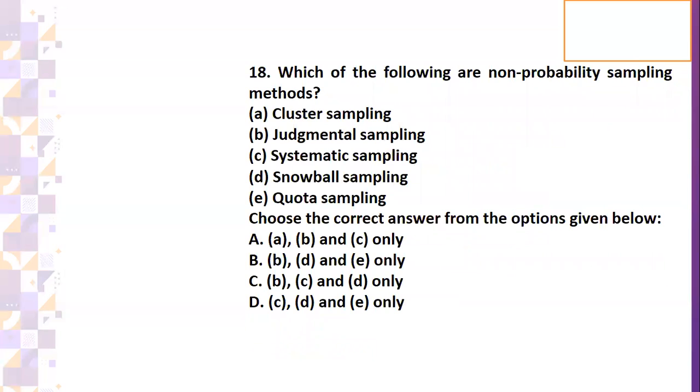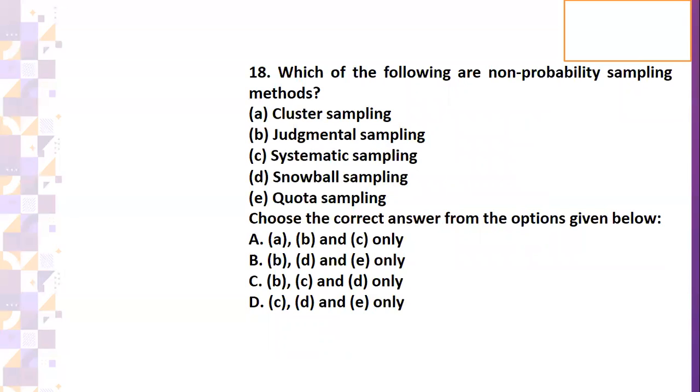Question number 18, a very easy question. You should be able to crack it very well. Non-probability sampling is a very common question, seen in some of the previous year question papers also. Whether cluster, judgmental, systematic, snowball, or quota, which of them stands to be non-probability sampling?